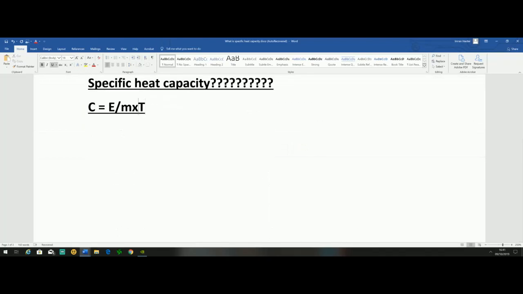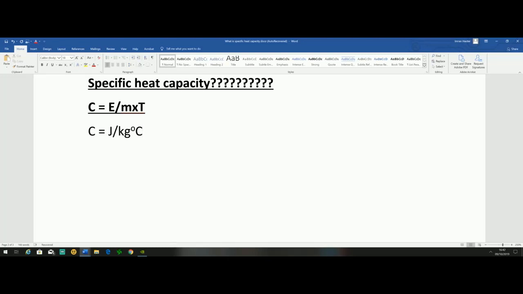T, I'm just going to write T, of course there needs to be a triangle there, but I'm just going to keep it simple. So we can get the units from this, because what we can say is C is equal to joules divided by kilograms multiplied by degrees Celsius. And there you are. Just by knowing the equation, we can work out the units. So that's the units for specific heat capacity: joule per kilogram degrees Celsius.